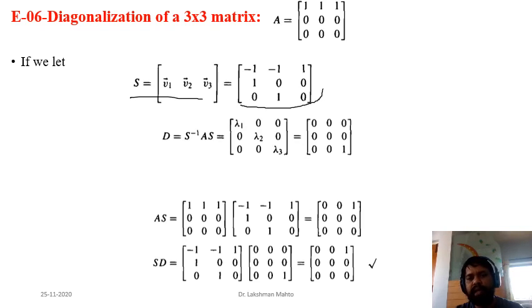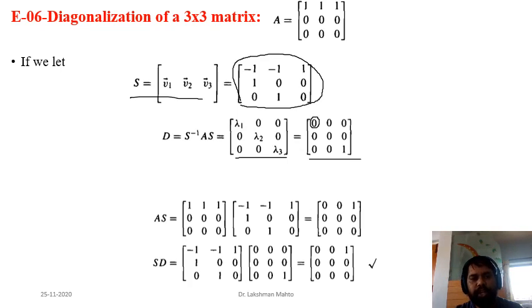So in this way, we construct the matrix X by considering V1 as the first column, V2 as the second column, and V3 as the third column. You can observe that. Now, if you multiply S inverse with A and S, then you will directly get this diagonal matrix 0 0 1.